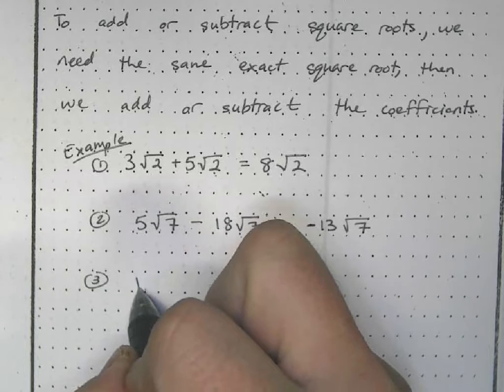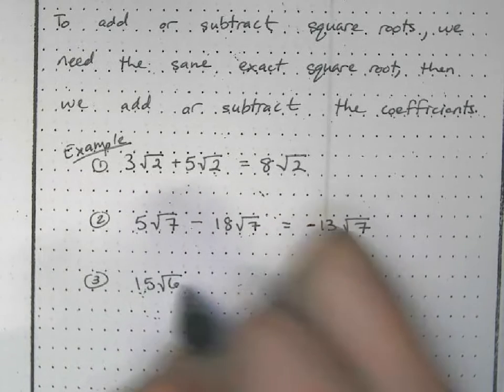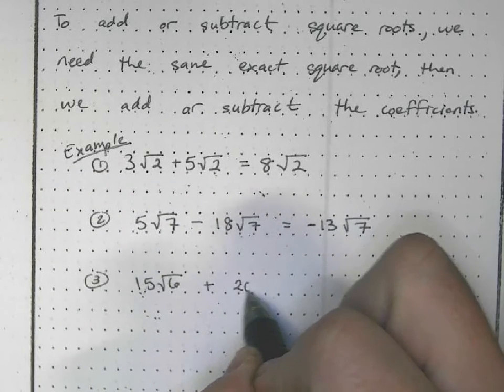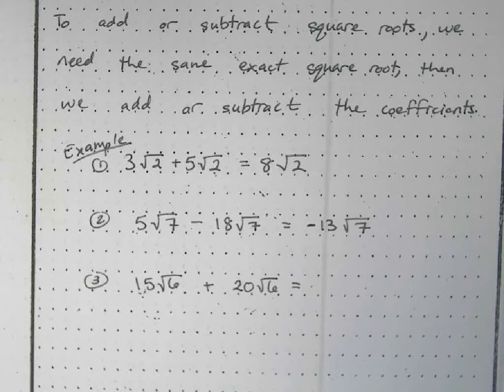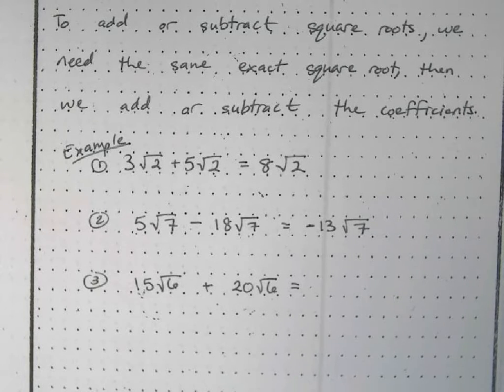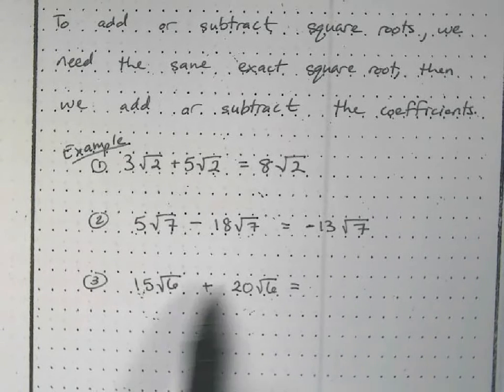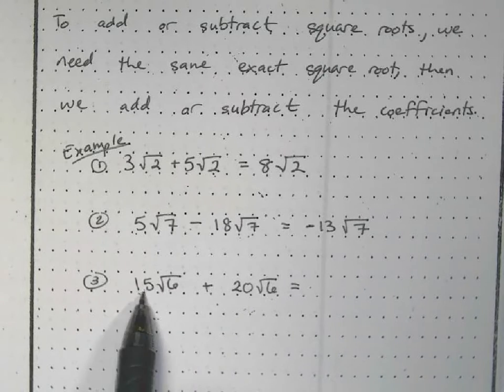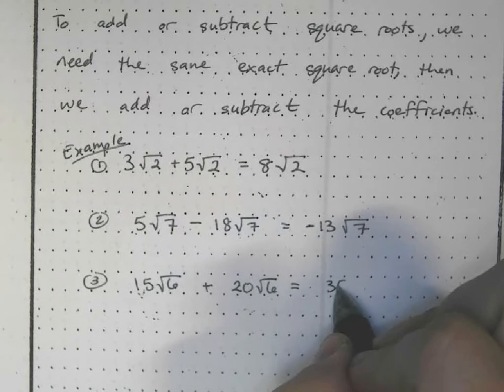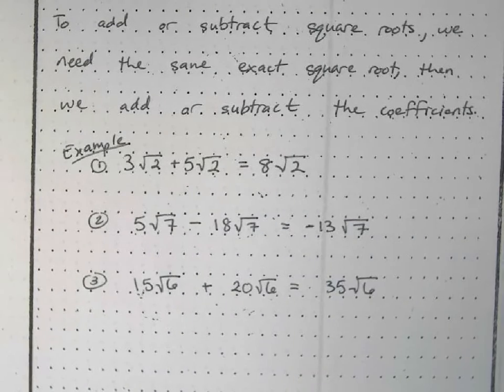If I had 15 root 6 plus 20 root 6, what would this equal? Well, I have the same exact square root, so now I can add the numbers out front. So I'd have 35 root 6.